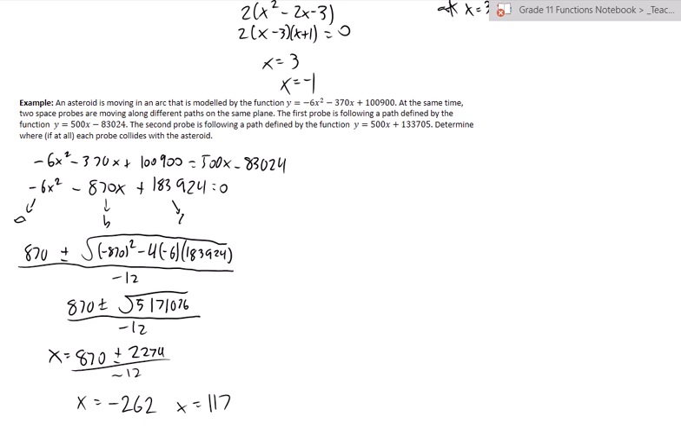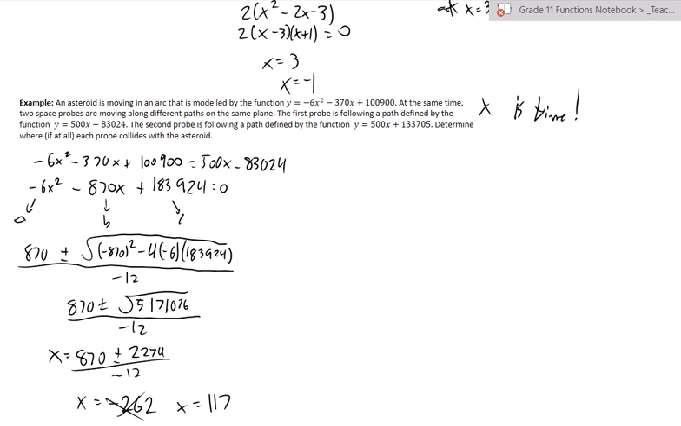We can't use negative 262 because, if we're looking at this, this seems to be a location and time, so x is time in this case. We can't have backwards time, but we can have 117. So 117 is a number of seconds.